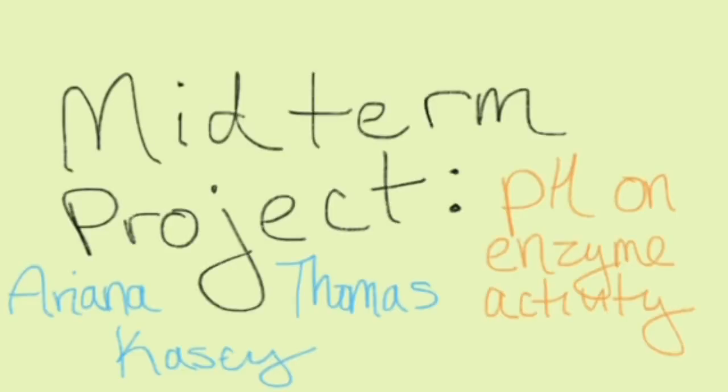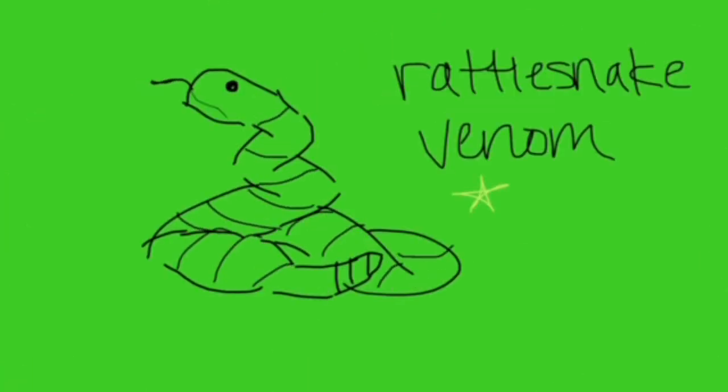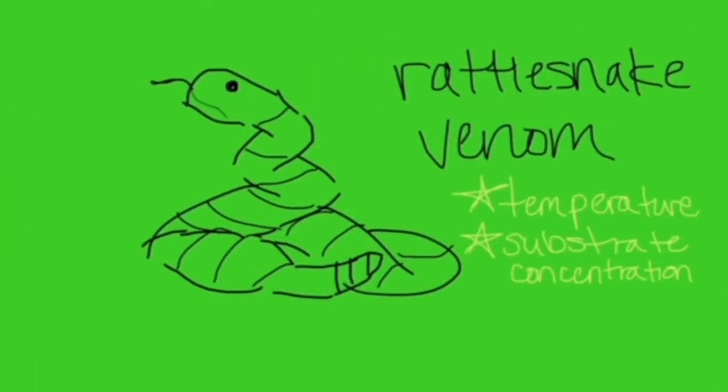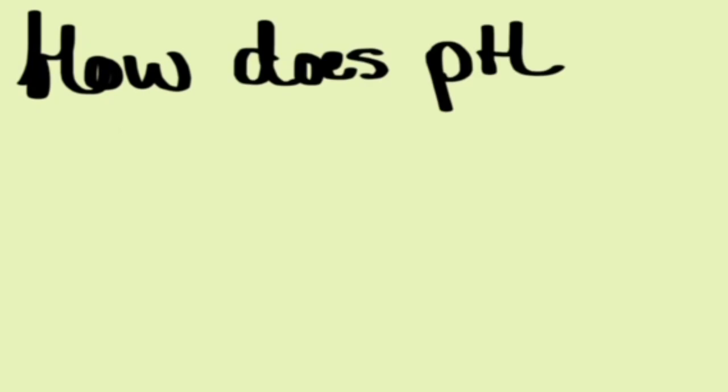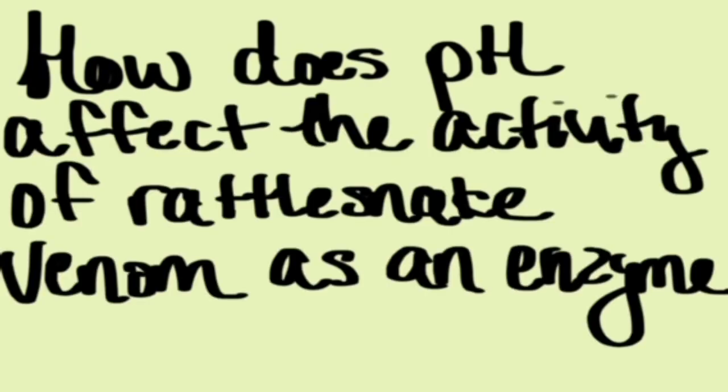Ariana. Thomas. Casey. Our experiment originally simulated rattlesnake venom and how various variables affect enzyme reactivity, such as temperature, pH, and substrate concentration. Our experiment is based on varying levels of pH. Our research question is, how does pH affect the activity of rattlesnake venom as an enzyme to deactivate its target?